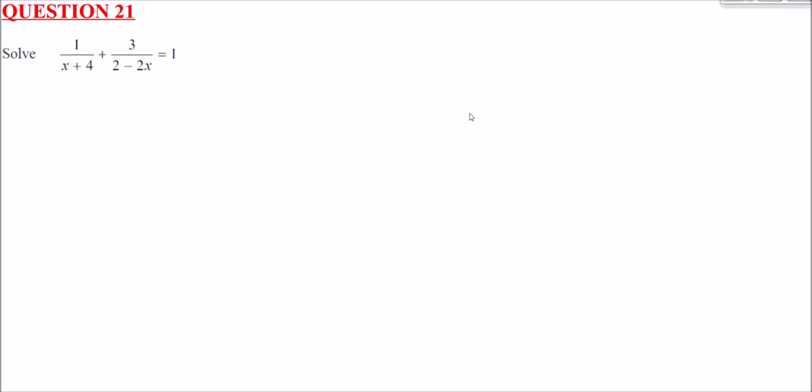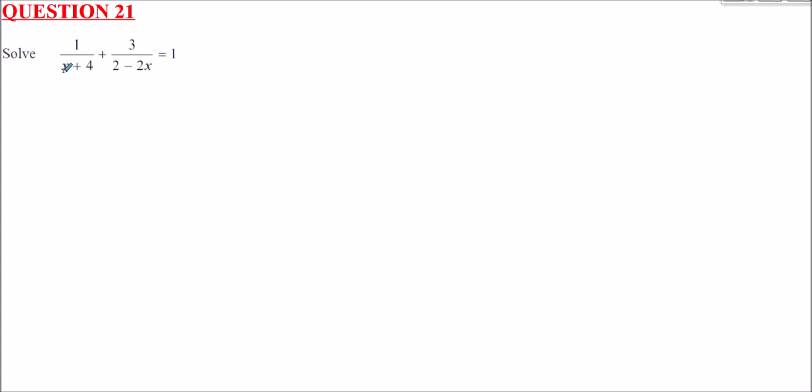Question 21, we need to solve this algebraic fraction question. We're adding 1 over x plus 4 to 3 over 2 minus 2x, and it needs to equal 1. So I'm going to treat this as though we're adding two numerical fractions together, and if we're adding two fractions, the denominators need to be the same.